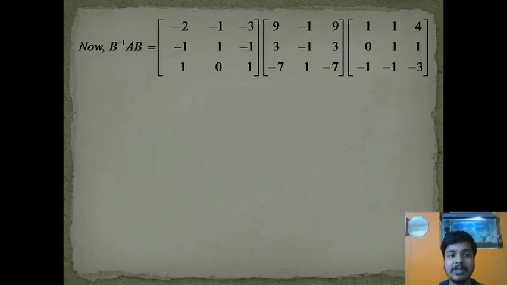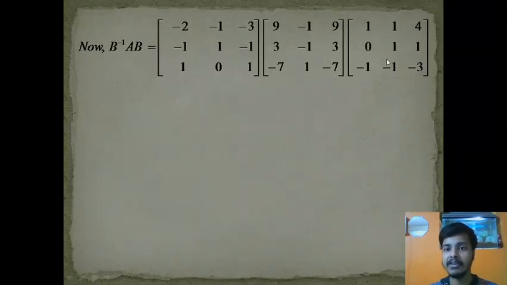So substitute the values of B inverse, A and B. Now just solve this. It will take some time to solve. So I will keep this matrix as it is and solve this. First row, first column: 9 into 1, 9, minus 1 into 0, 0, plus 9 into minus 1, minus 9. So 9 plus 0 minus 9, 0. So the first element is 0.